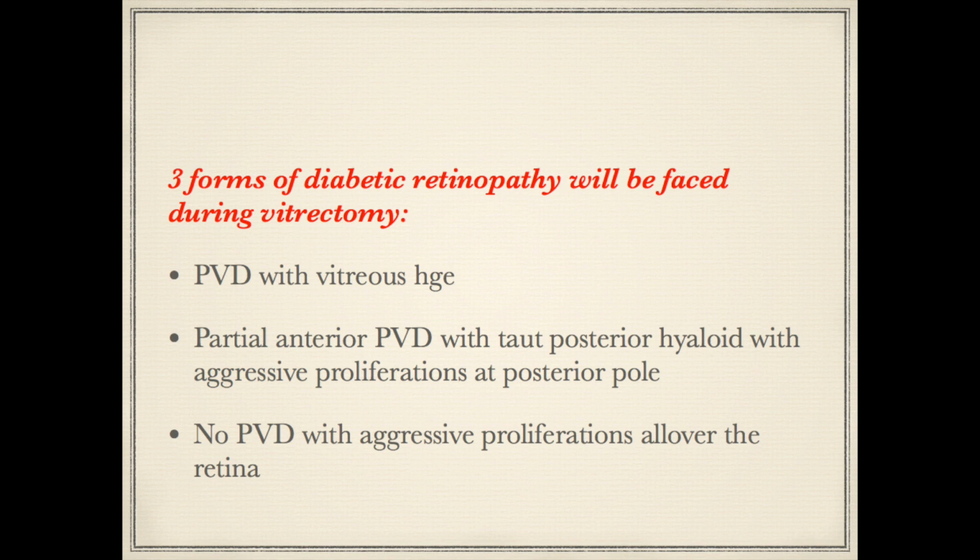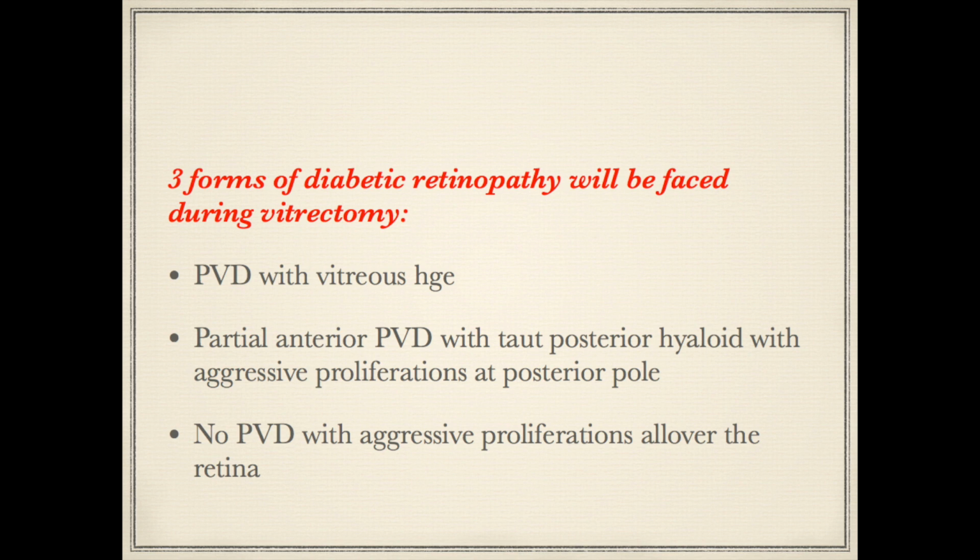The second form is partial anterior BVD with attached posterior hyaloid with aggressive proliferations at the posterior pole. This patient almost did partial PRP, and still the hyaloid is attached, and there are proliferations at the posterior pole on the scaffold of this posterior hyaloid. This is called severe PDR.